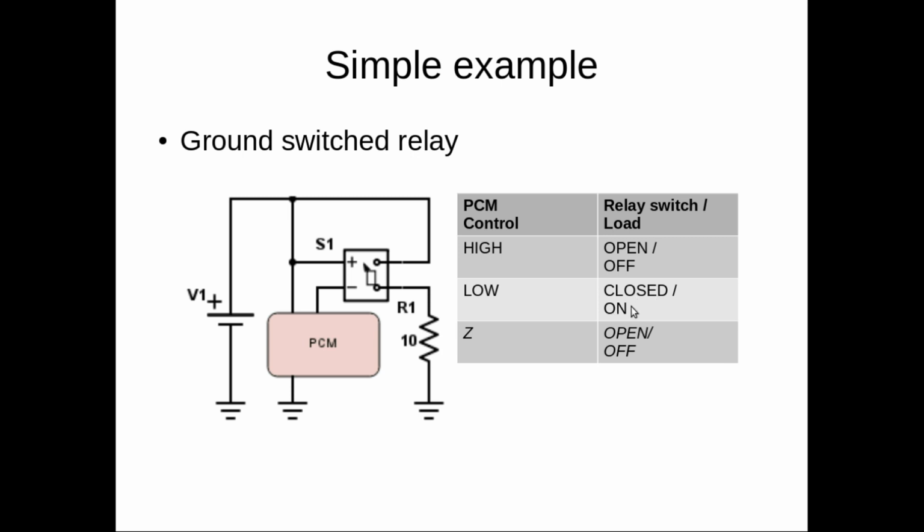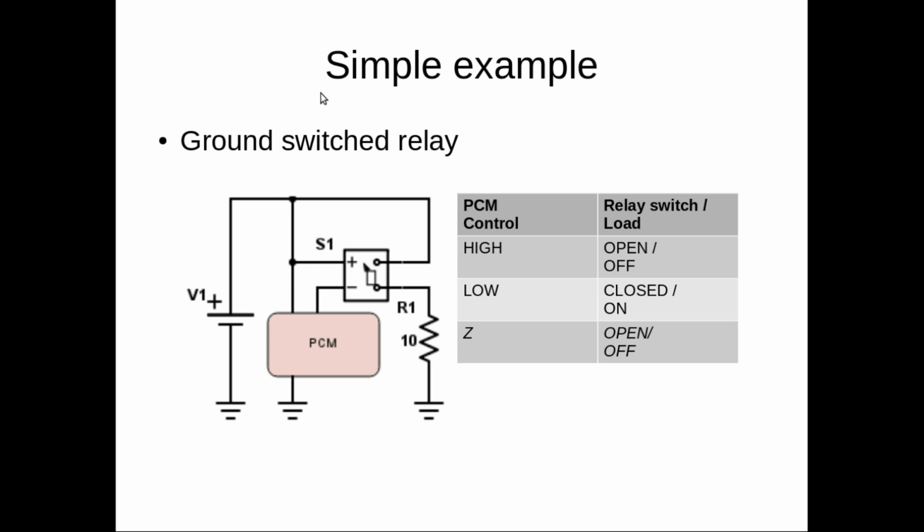So we constructed a truth table for the scenario where PCM control can be high or low. We could also consider another outcome where the PCM chip is not controlling anything at all, or the wire got disconnected. So we will denote that as Z. And what will happen in this case? The current will not be able to flow through the relay control, and so the switch will be off. And so we will have open for the relay switch and load will be off, just like in the case when the PCM control is high.